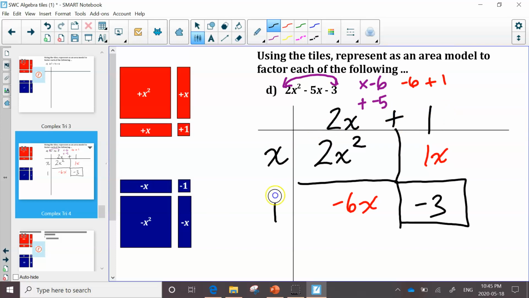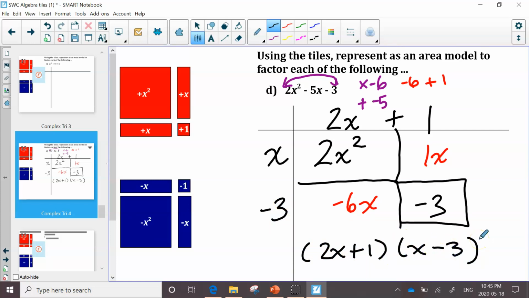And this 1 down here can't be there, because if I'm going to multiply 2x by something to get -6, it must be negative. It's got to be -3. So I have 2x plus 1 and x minus 3. Okay, so we're kind of combining all of the different methods together.